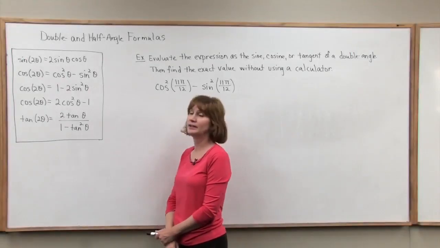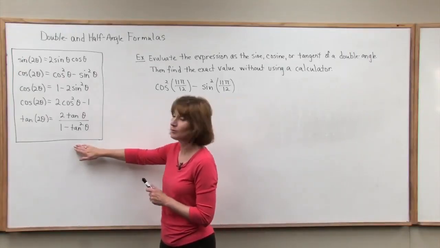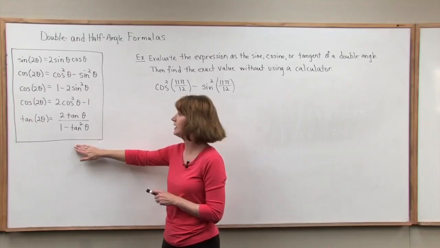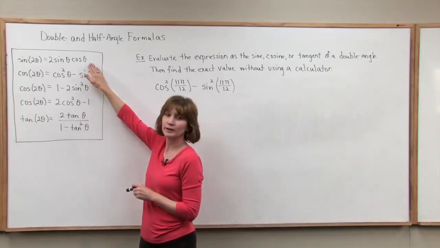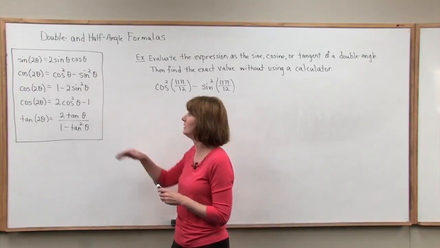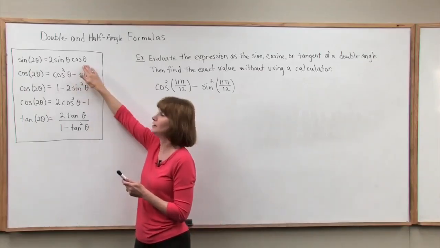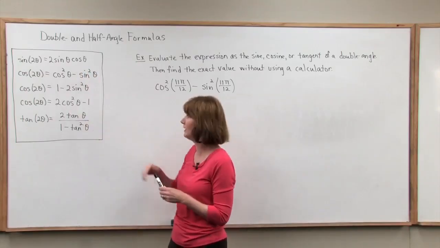Let's take a look at double and half angle formulas. Here I've listed in this box the identities or formulas for sine 2 theta, cosine 2 theta, and tangent 2 theta. In order to get sine 2 theta, you could use the sum identity for sine of alpha plus beta, where alpha and beta are both theta, and you would get this identity. The rest of these identities can be found in a similar way.